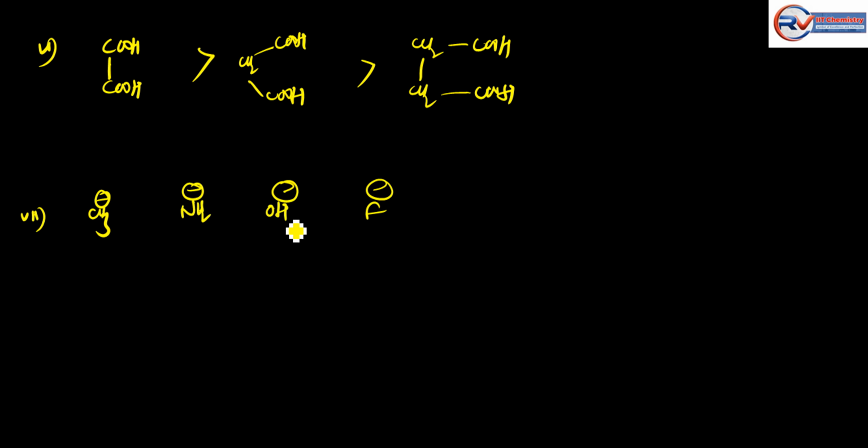Let's see the next example. Which is more acidic? Obviously the fluorine compound is more acidic. Why? The negative charge on the atom with maximum electronegativity is the most stable, so the corresponding acid is most acidic. The negative charge on maximum electronegativity gives the most stable anion, so the corresponding acid is most acidic.